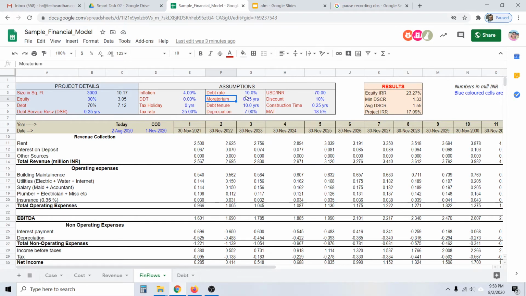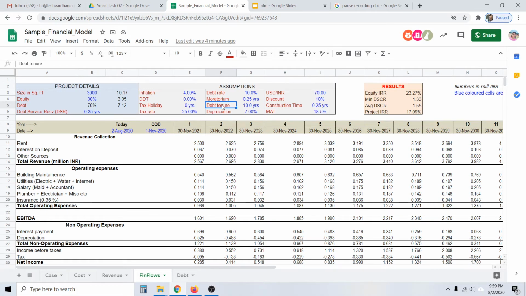Debt tenure is the time period for which you took the loan. Depreciation of 7%. Depreciation depends upon a lot of things, right? For an infrastructure project, what is the depreciation? For electronic goods, what is the depreciation? There are a lot of things involved in depreciation, but here we have taken an average of 7%. Okay, the overall project. Then some assumptions like USD INR assumption, discount rate 10%.